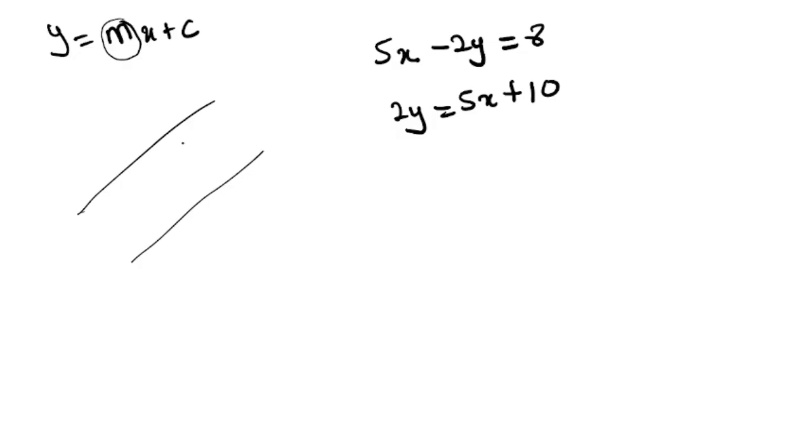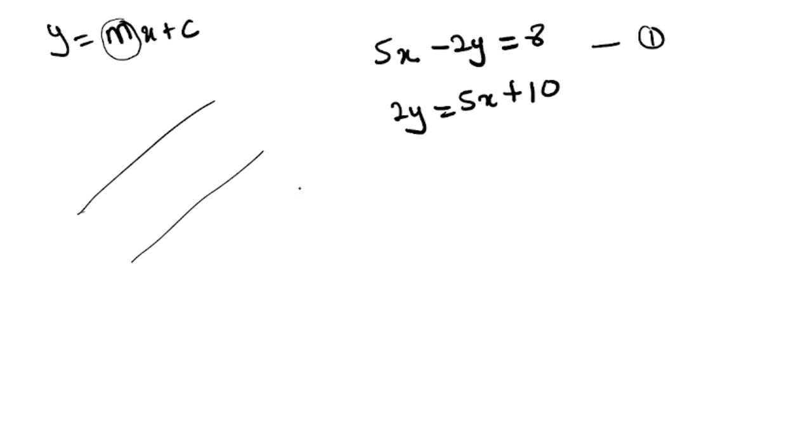The coefficient of x is the gradient of the line. So here we are going to write these two equations in this form. From the first equation, equation 1, we are making y the subject.